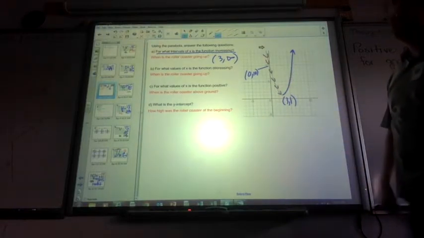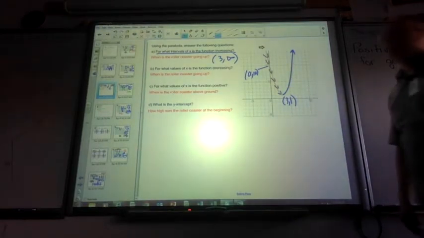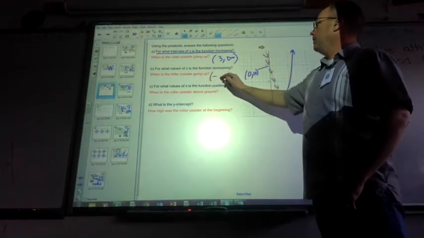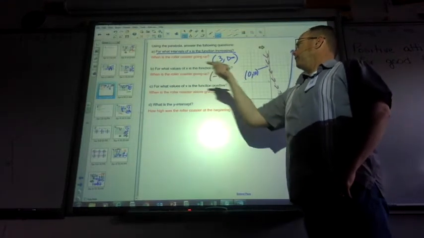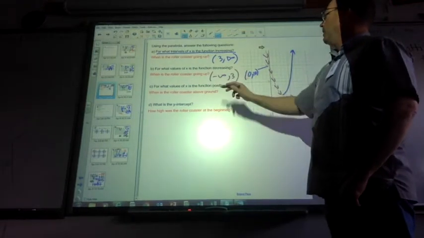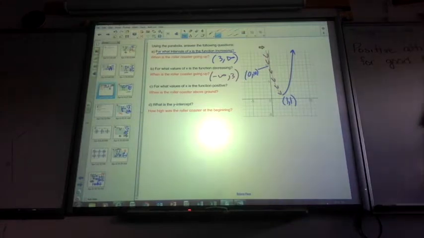So tell me where it's decreasing. So negative infinity, it's coming in the x direction from negative infinity, going all the way up to 3, and it's decreasing. Okay?